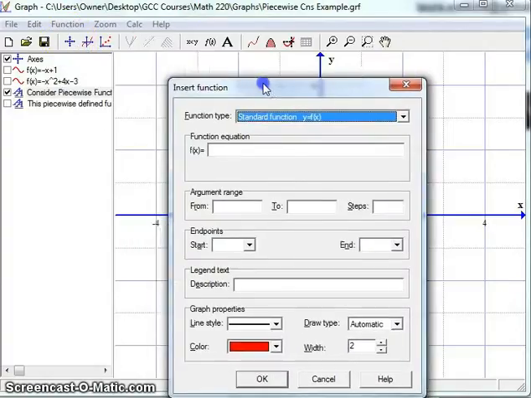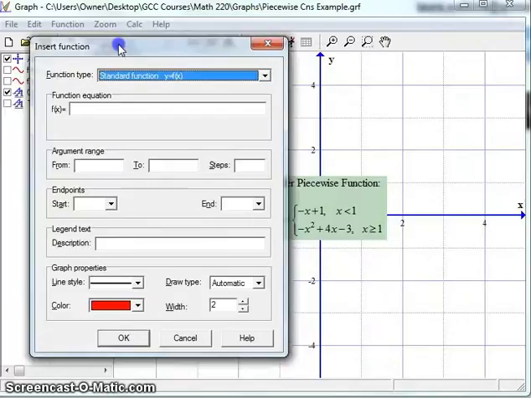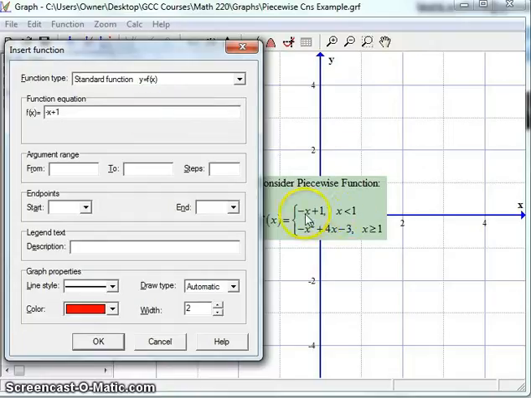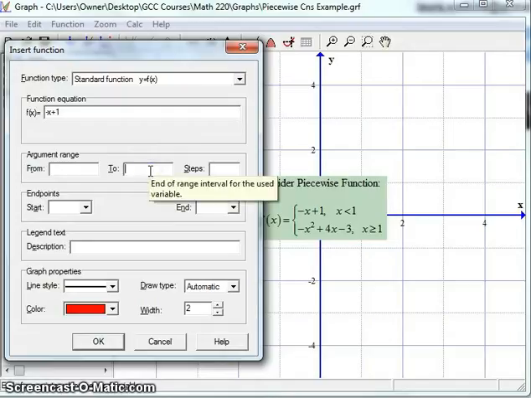I'm going to insert one of the two pieces. It doesn't matter which one I do first. I think we shall do the negative x plus 1 function first. Now notice that I only use that for values of x less than 1. So here in my argument range, there's no real starting from value, but it only goes up to 1.